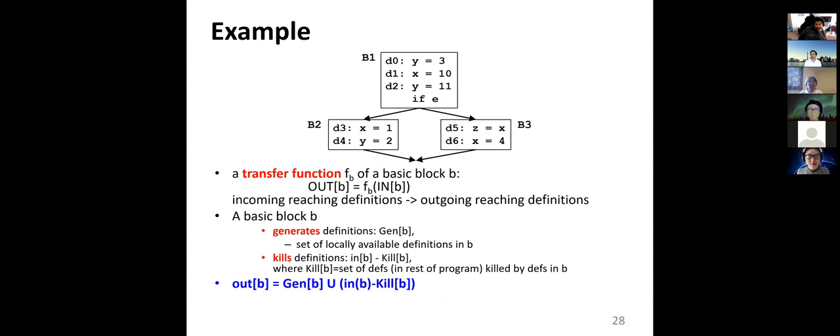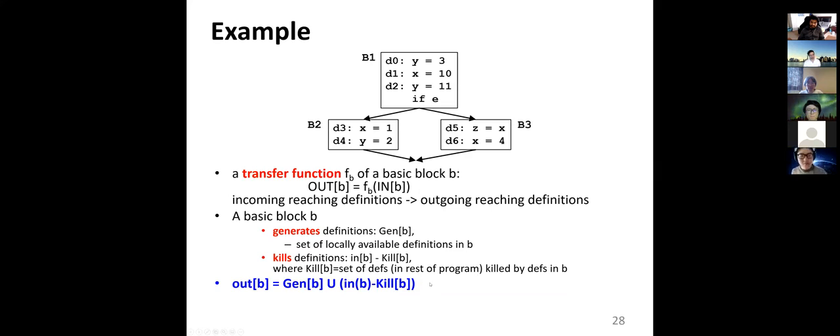Okay, let's experiment a little bit. So this is again as simple a piece of code as it could be, right? And we want to essentially find a GEN and KILL set for it first. So remember that's a transfer function of a basic block. That's what it is. And there are incoming reaching definitions that are equal to outgoing reaching definitions. Each basic block generates definitions, which is a GEN B set of locally available definitions. And there is a KILL set. That's a set of all definitions in the rest of a program killed by definitions in B. And this is your equation, right?